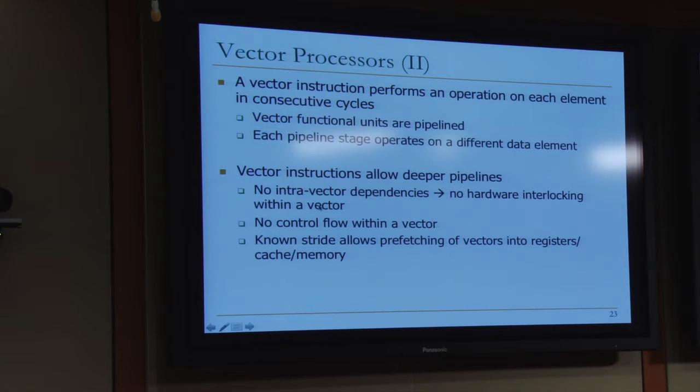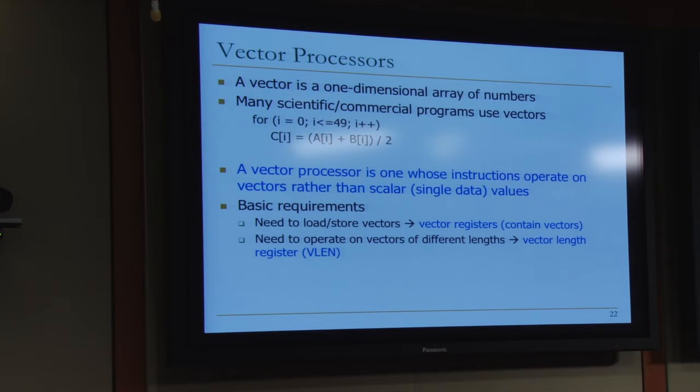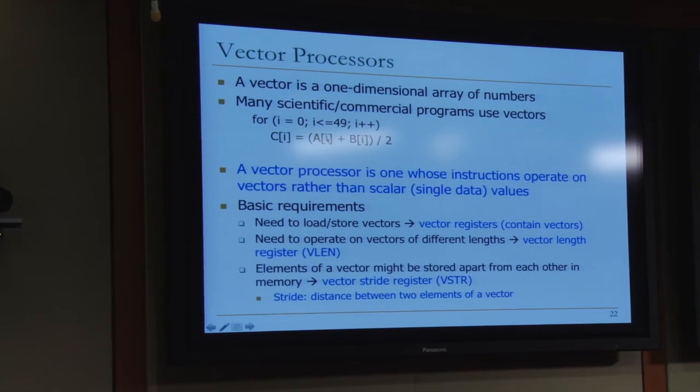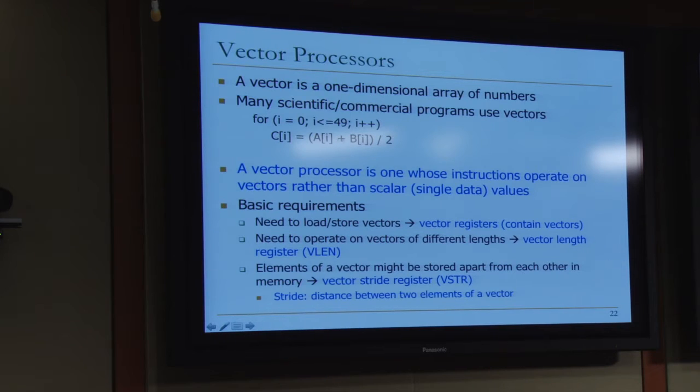Basically, if you go back to this code over here, A0 plus B0 divided by 2, that's the first element. A1 plus B1 divided by 2, that's the second element. A2 plus B2 divided by 2, that's the third operation. Basically, there's no dependency between any of these operations. As a result, they can all go through the adder, and it can have a very heavily pipelined adder, right?